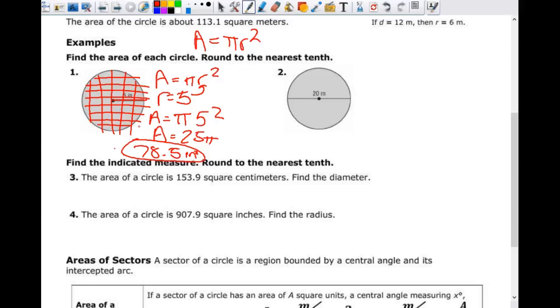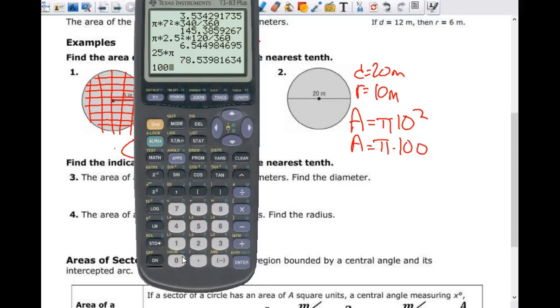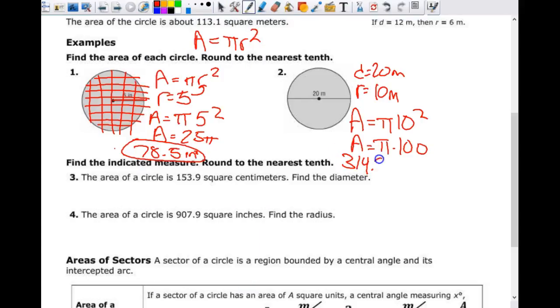All right, this one we are given a diameter. We know our diameter is equal to 20 meters. If our diameter is equal to 20, how much is our radius equal to? Cut it in half, so 10. Plug it in and figure it out. Area is equal to pi times 10 squared. Area is equal to pi times 100. 100 times pi is equal to 314.2 meters squared.